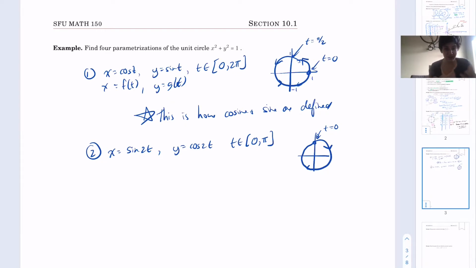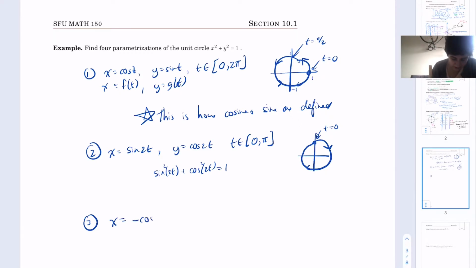So this is t equals 0. You can check these things, using sine 2t squared plus cos 2t squared. That's still equal to 1. There are many parameterizations of an individual curve, because the curve is the curve, but we can trace it in a variety of ways. That's why I'm showing you 4 different parameterizations.